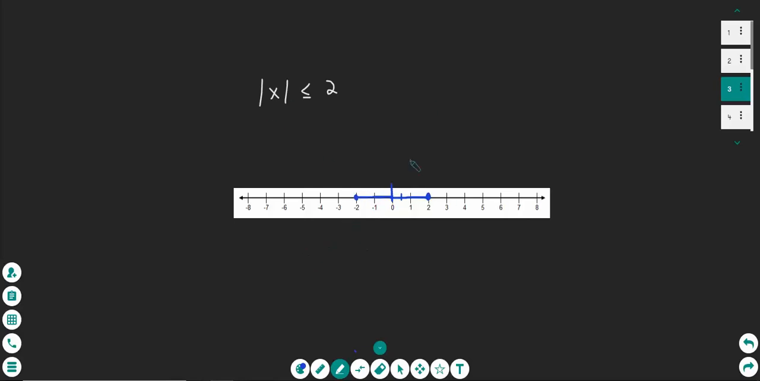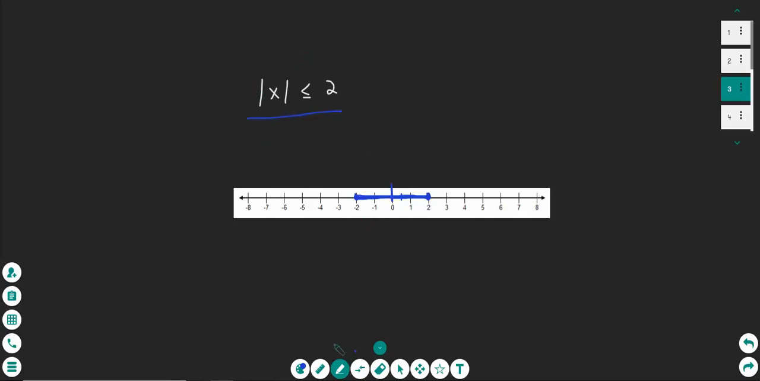So how would I graph this inequality right here? I would graph it just like this blue line is. I'd have a solid dot on the -2, a solid dot on the 2, and then a line that connects those two, showing all the real numbers that fall in this range are going to be acceptable for this inequality.